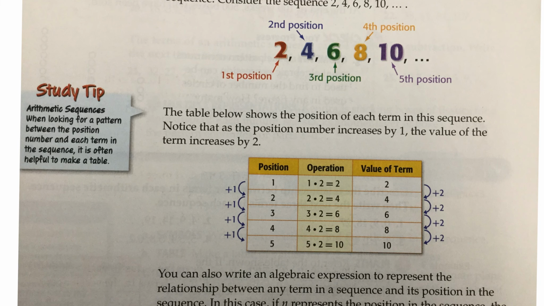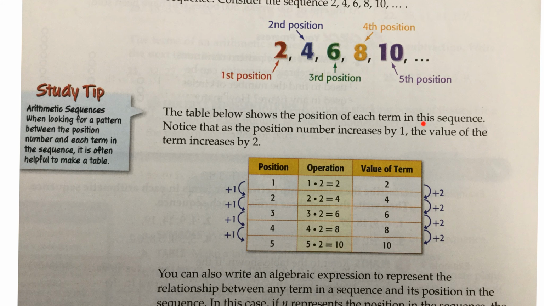Okay, so let's read here a little bit. In a sequence, each term has a specific position within the sequence. Consider the sequence 2, 4, 6, 8, 10. So there's 2, 4, 6, 8, 10. 2 is in the first position, 4 is in the second, 6 is in the third, 8 is in the fourth, 10 is in the fifth position, and so on. But that's not too complicated.